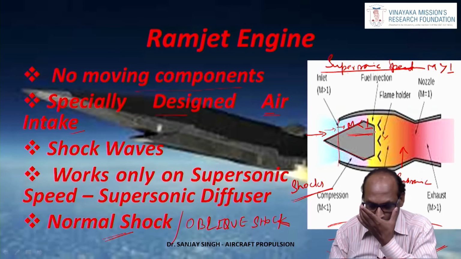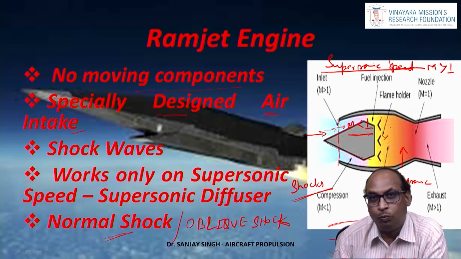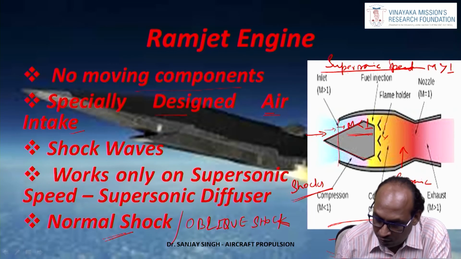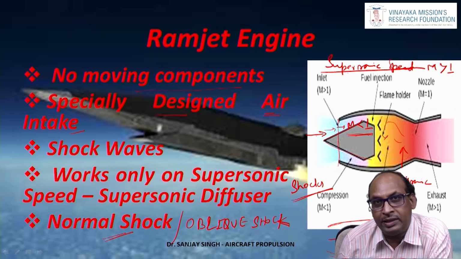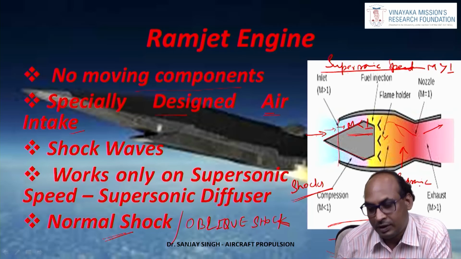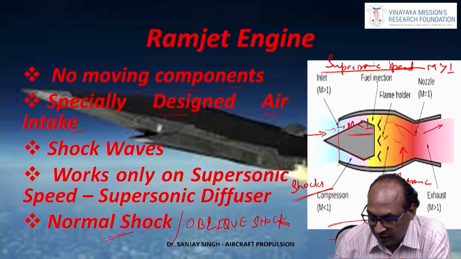The purpose of this flame holder is to prevent any type of extinguishing of flame. So when the combustion of fuel is taking place, it then goes directly to the nozzle. This nozzle is also specifically designed, which is called convergent, divergent.